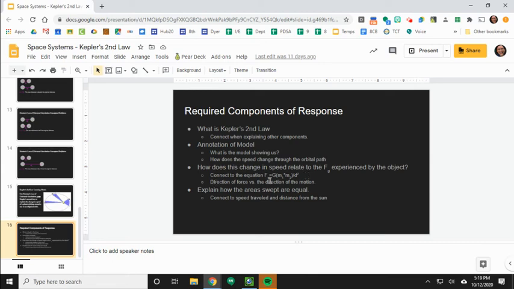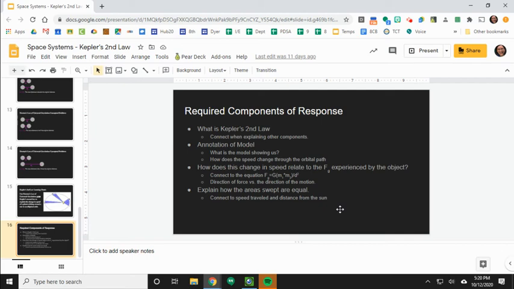Make sure that you're talking about the direction of force versus the direction of motion. That's a little piece here. We can add that in tomorrow if you don't pull that in from the animation. And then explain how the areas swept are equal. So make sure that you're connecting your speed traveled and the distance from the sun, kind of that stuff that we were talking about right at the very, very end of the notes that I was showing you.